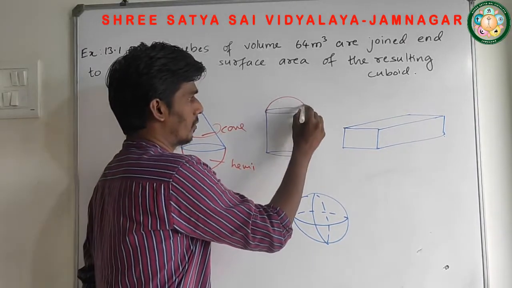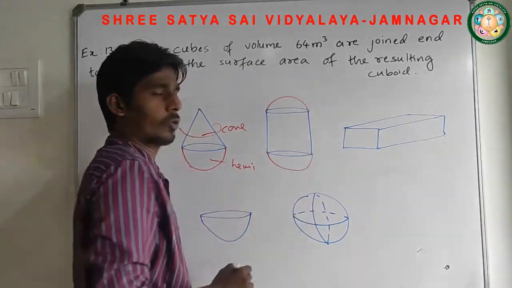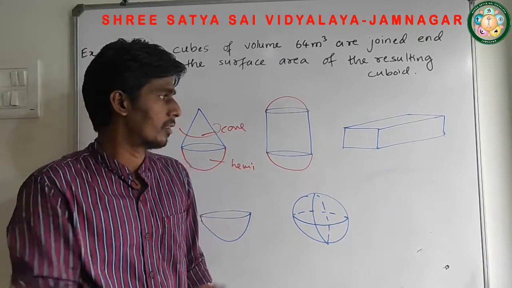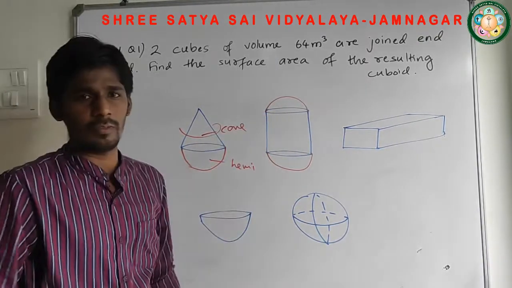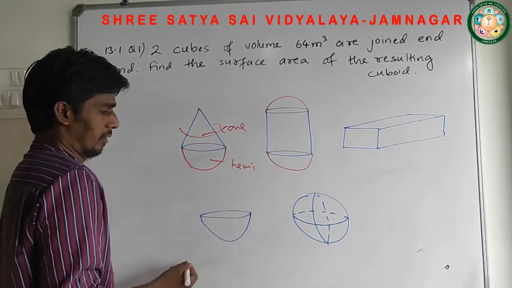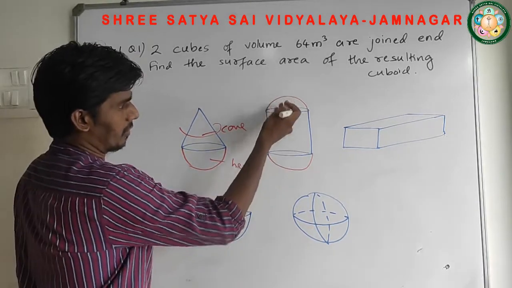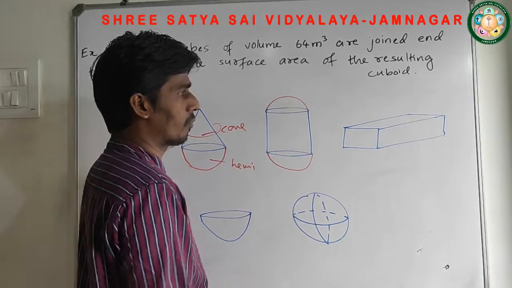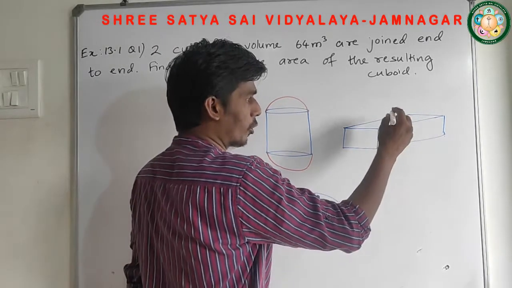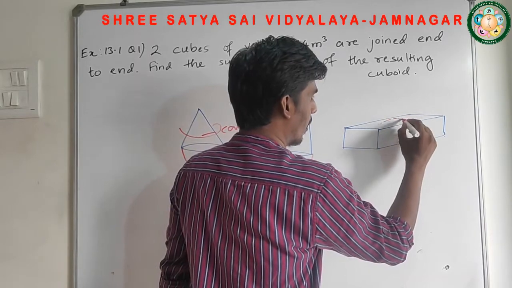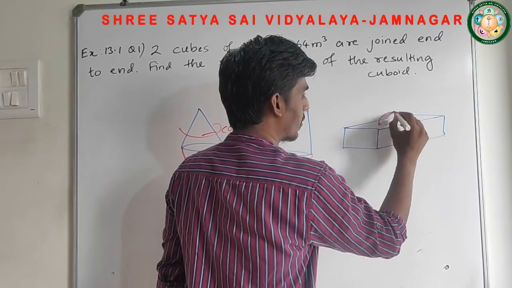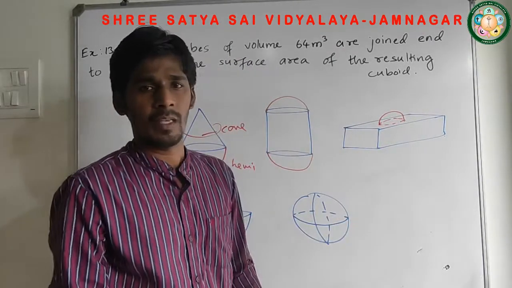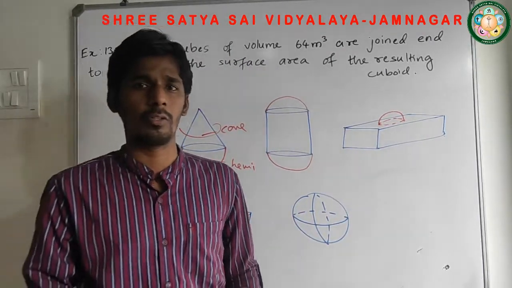Here also two hemispheres are possible, so it is not compulsory that there are always two hemispheres; there might be one, might be two, might be none. So it might be a combination of different solids. Here they might give a sphere, then a hemisphere, and this is a cuboid. On the cuboid they might keep a hemisphere. Then you have to find the total surface area of this cuboid along with this hemisphere.